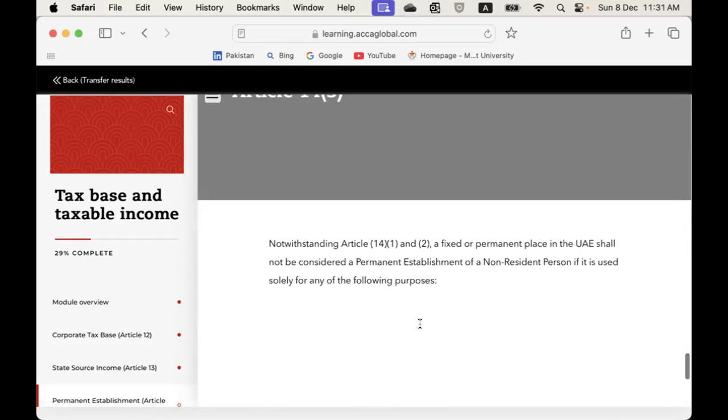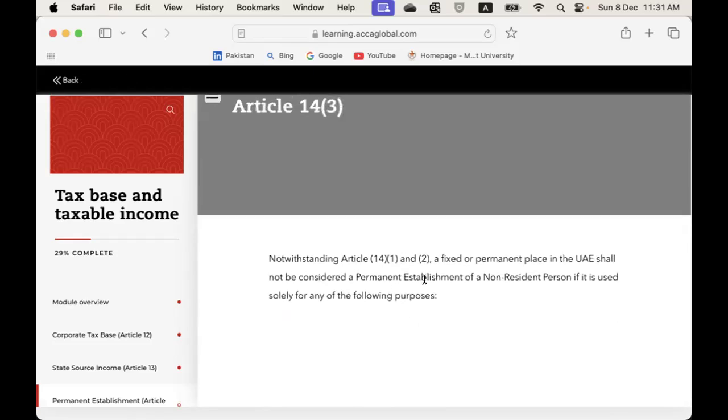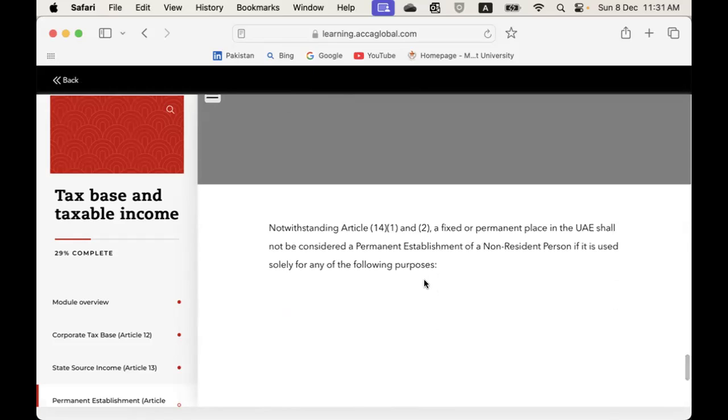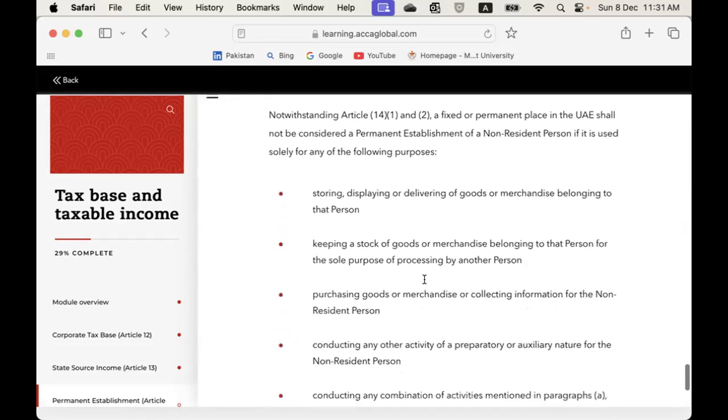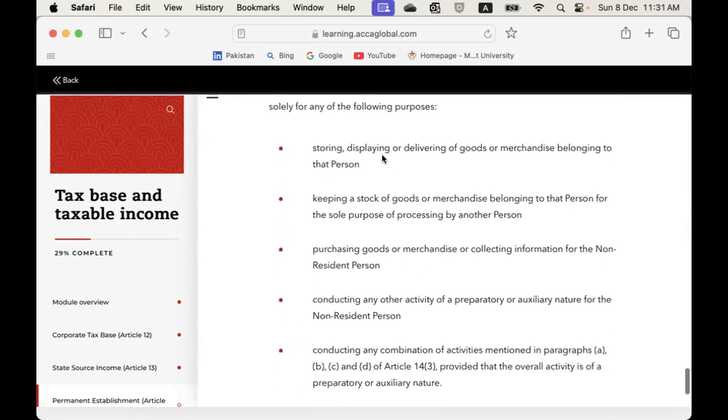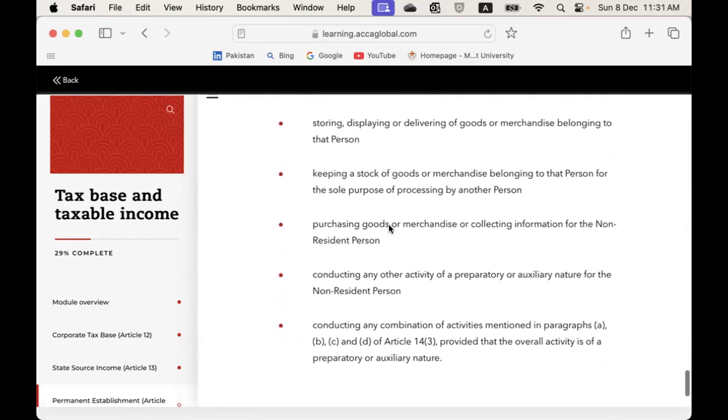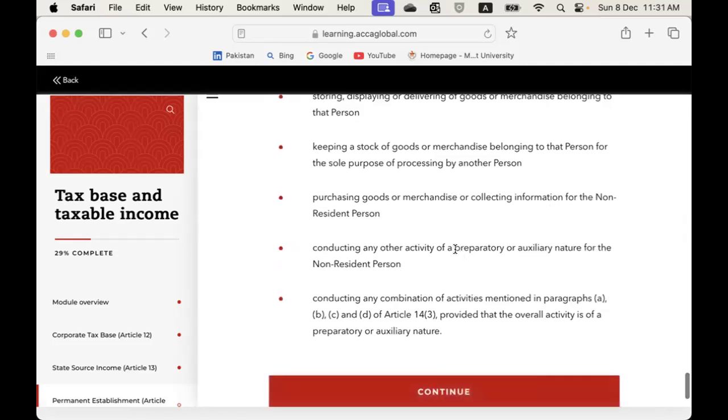This Article 14, Clause 3 we read, which is, the Clause 2 was examples of permanent establishment. Clause 3 was exceptions to those examples, which we had read, that okay, only storage or display will not become permanent establishment, or keeping of stock of goods for processing by another person, or, most important, if you remember, I had highlighted that if the activities are of preparatory or auxiliary nature, then it does not constitute a permanent establishment.